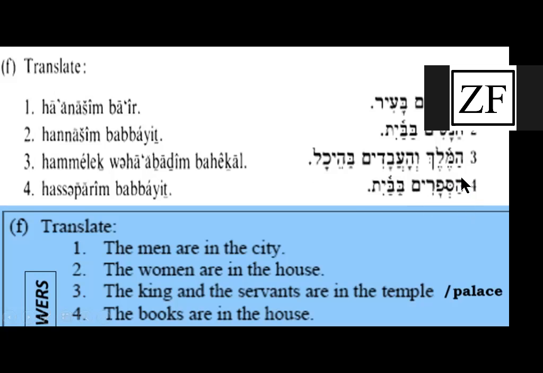Okay. Haseferim, sefer means book, so seferim is the plural books. Haseferim would be the books. Babait, what does that mean? House. So Babait would mean in the house. Perfect. The books are in the house.